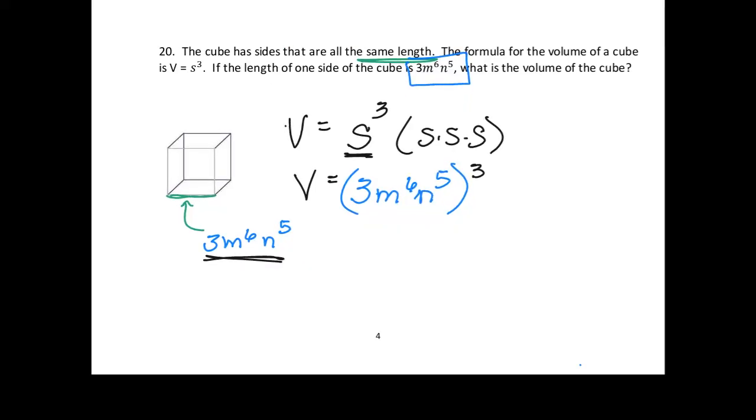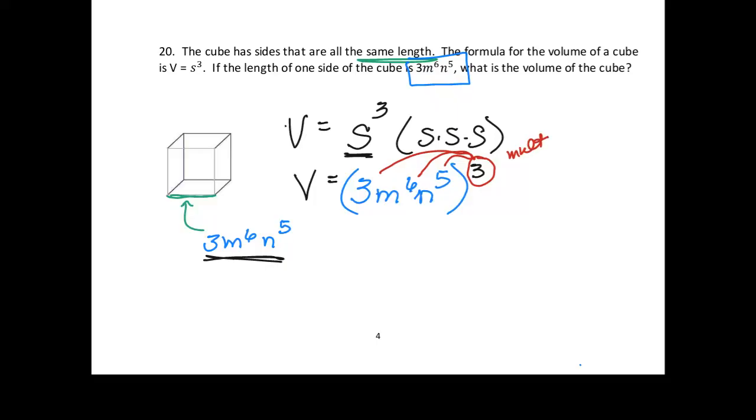Now this becomes a problem of exponents. This is my 3 on the outside. When I have that whole expression raised to the power, what do I do with the exponents? Multiply. This is like the spider. And you multiply.